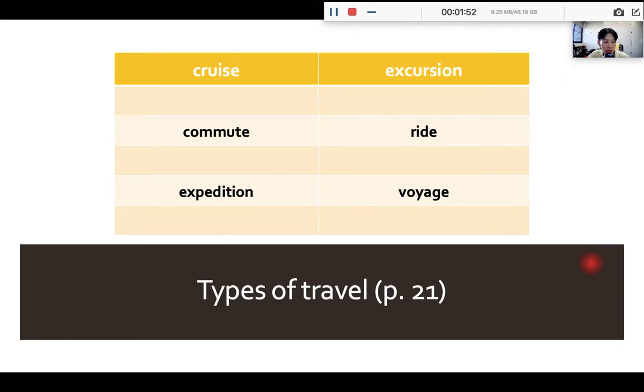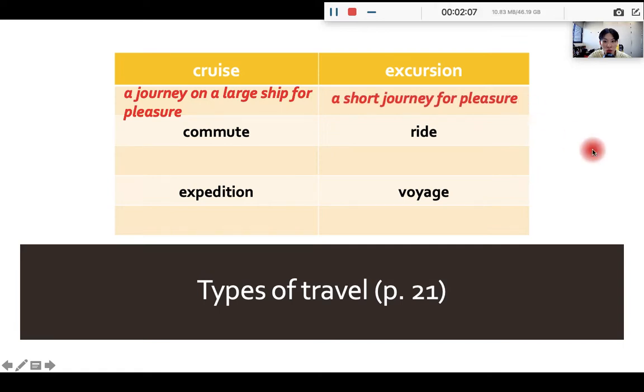Okay, so let's get started from the first pair. Cruise and excursion. So what is a cruise? A cruise is a journey on a large ship for pleasure. And an excursion is a short journey for pleasure. So when people are on a cruise on their trip, sometimes they will stop by an island for maybe half of a day, and people are allowed to go sightseeing on that island maybe for 2 to 3 hours. Then that kind of trip will be called an excursion, a short journey for pleasure.